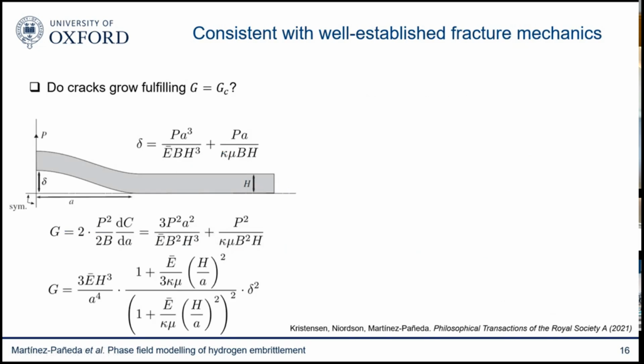We were also interested in knowing if cracks grow fulfilling this kind of energy balance, because that's also something that fracture mechanics tells us. And for that, we look at a double cantilever beam. If you look at a double cantilever beam, you can use beam theory to get an expression for the energy release rate as a function of elastic properties, curvature, beam deflection, and so on. I won't get into the details, but it's straightforward to use beam theory to get an expression for G.